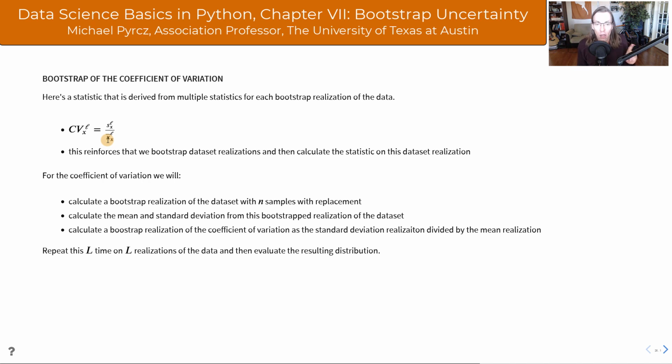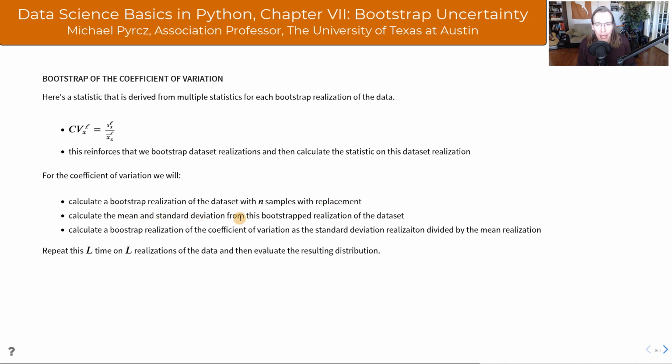Nope, that's not what we do. What we do is every time we bootstrap, we get a new realization of the data set. So don't stop short. Calculate the mean, calculate the standard deviation realization from one data set, and then finish up with the coefficient of variation realization for that same data set. Okay, don't stop short. So in other words, for the coefficient of variation, we'll calculate a bootstrap realization of the data set with n samples with replacement.